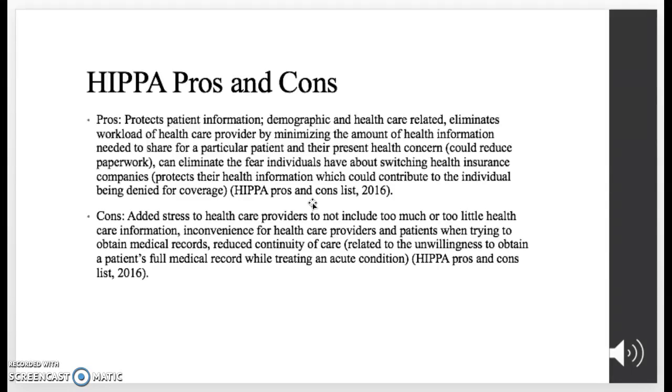On this slide, you will find my pros and cons to HIPAA. Please review this slide for further information.